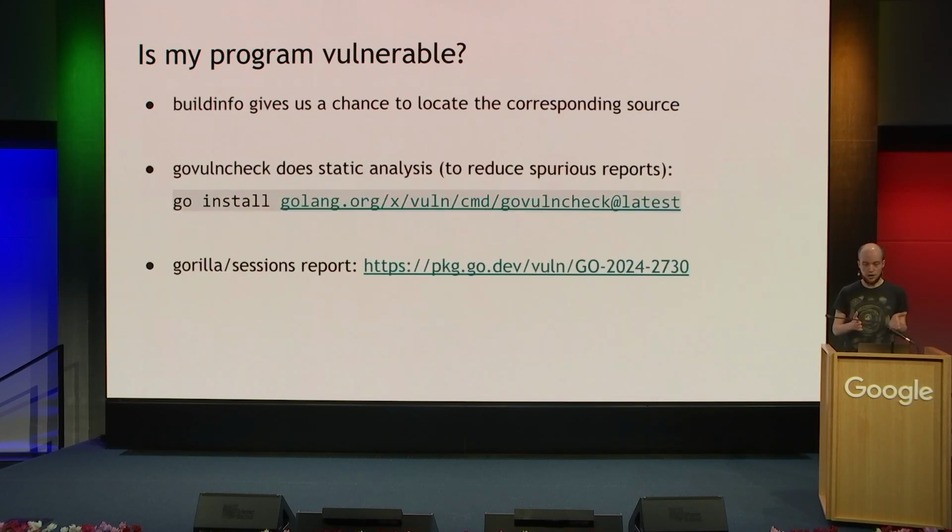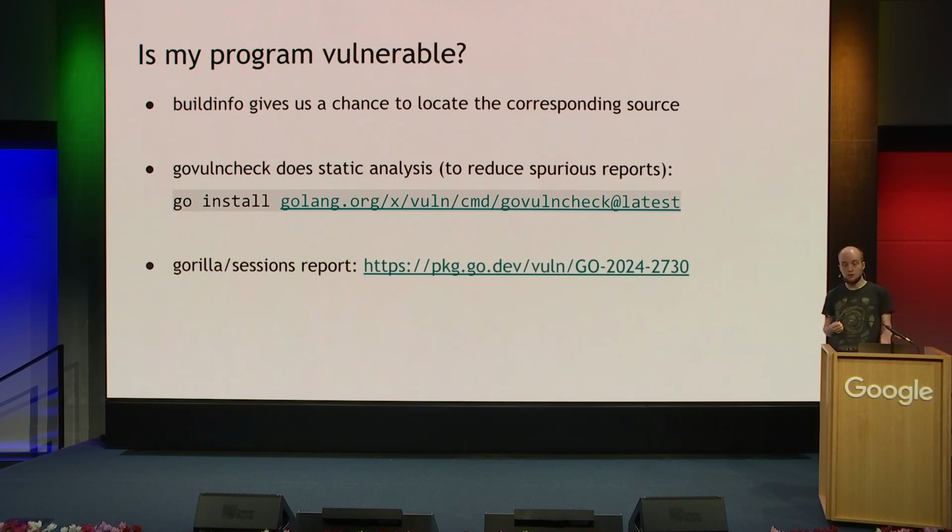So the build info gives us a chance to locate the corresponding source, and having the source is important, not just so that you can make changes, but also because we have a very powerful tool, which is called Go Vulncheck, which compared to other vulnerability checkers doesn't only use binary analysis, it actually does static analysis on the source code level in order to reduce spurious reports, because it then can actually look at, when there is a vulnerable dependency of yours, are you actually calling into the part of the dependency that is vulnerable? And you can install Go Vulncheck using the go install command I've put on the slide here, and then you just run it on your source code.